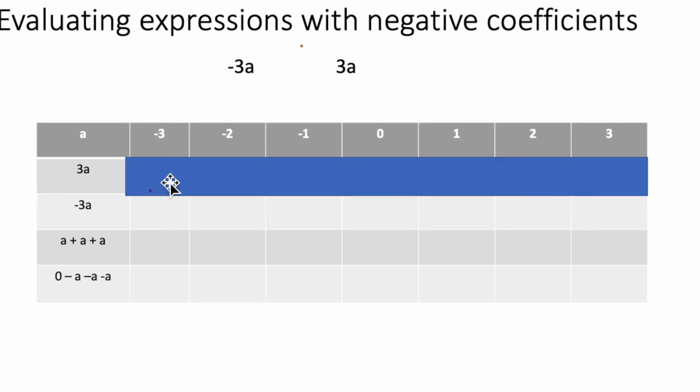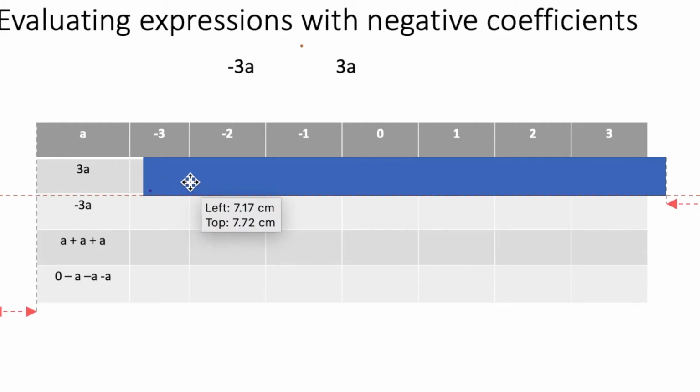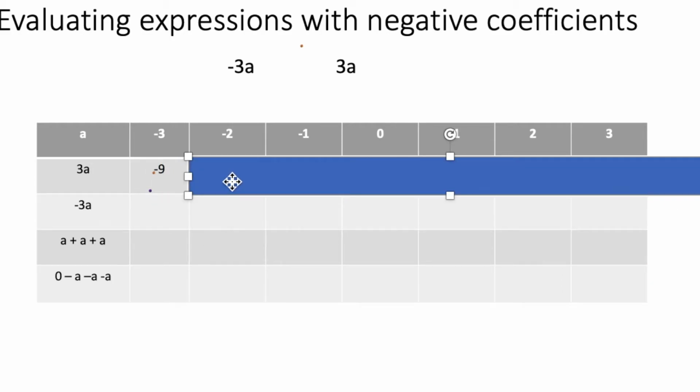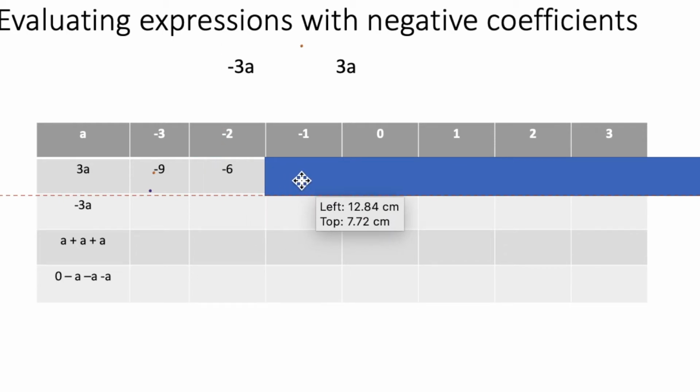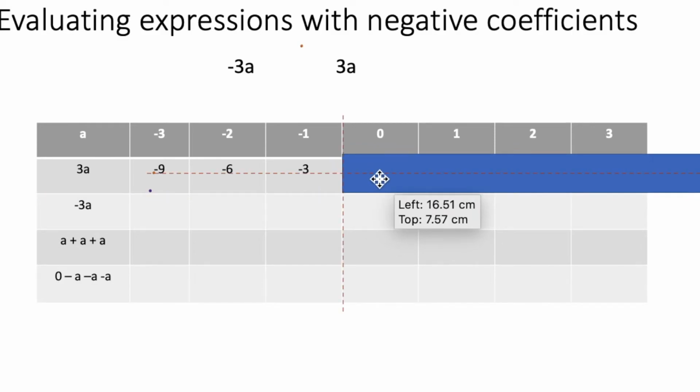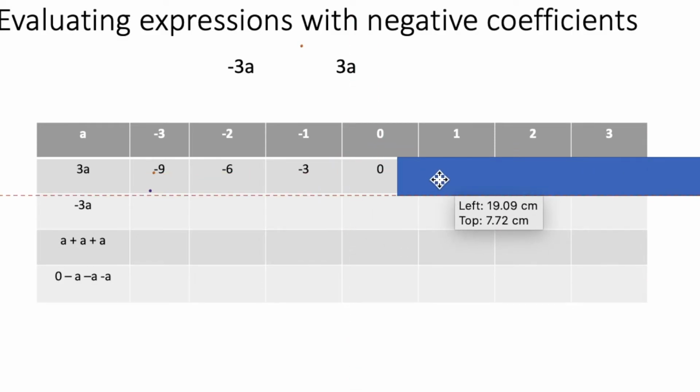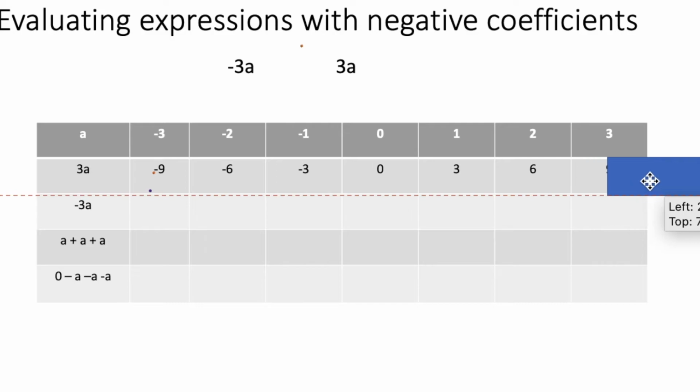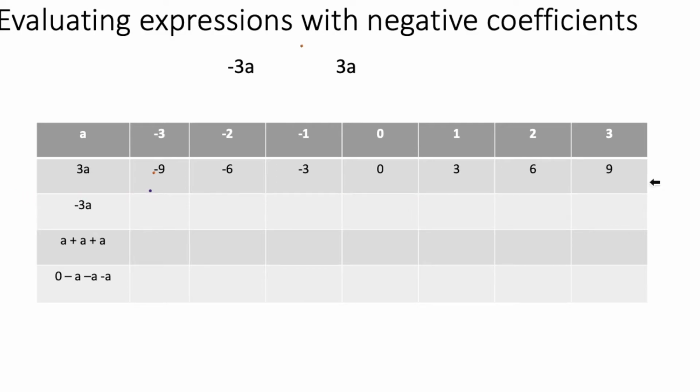Okay, so if I have 3 times negative 3, I'm going to end up with a negative number, negative 9. Negative 2 times 3 is going to be negative 6. Negative 1 times 3 is negative 3. That would be 0. And then these we're completely familiar with, like 1 times 3, 2 times 3, 3 times 3.